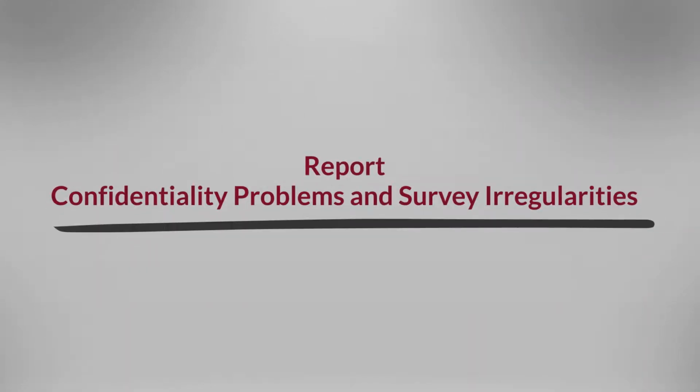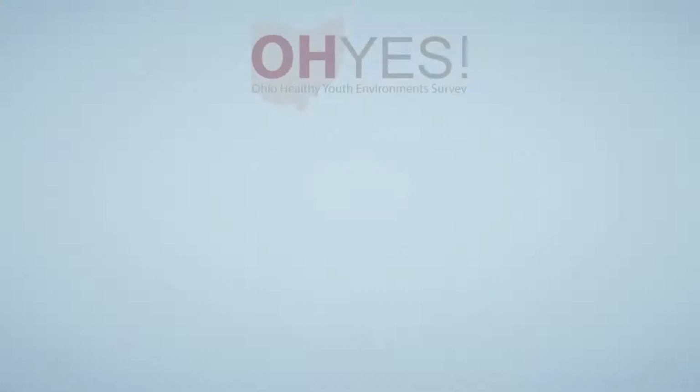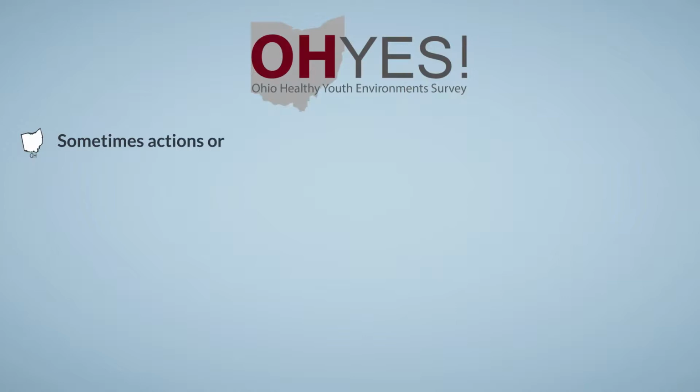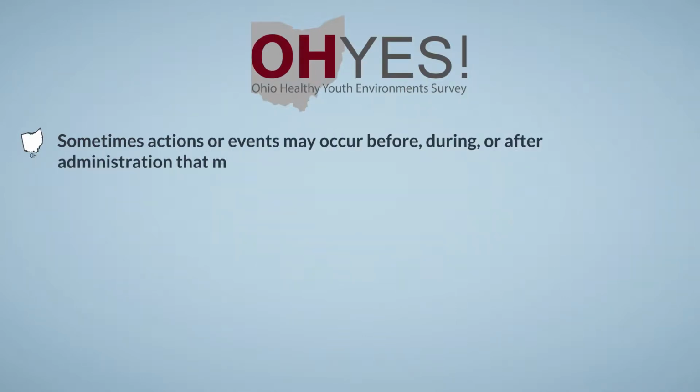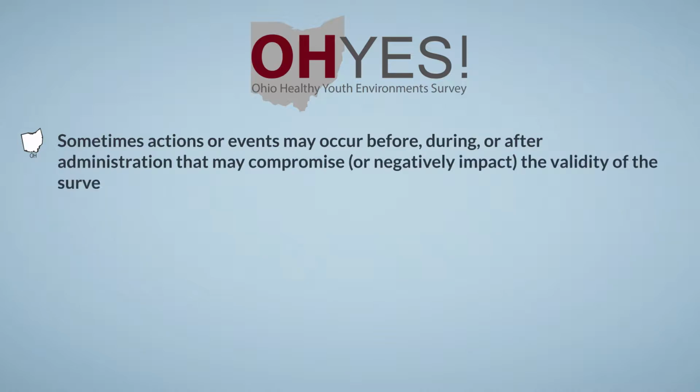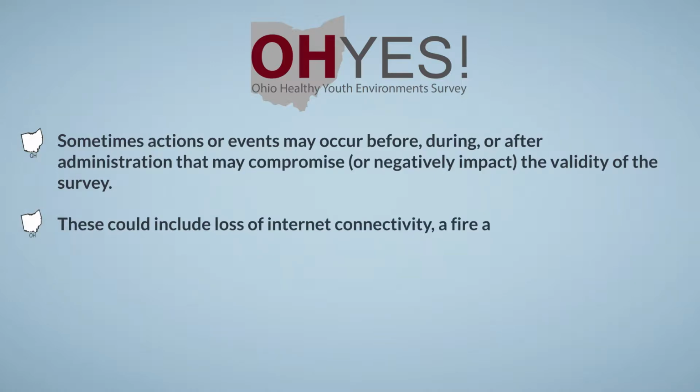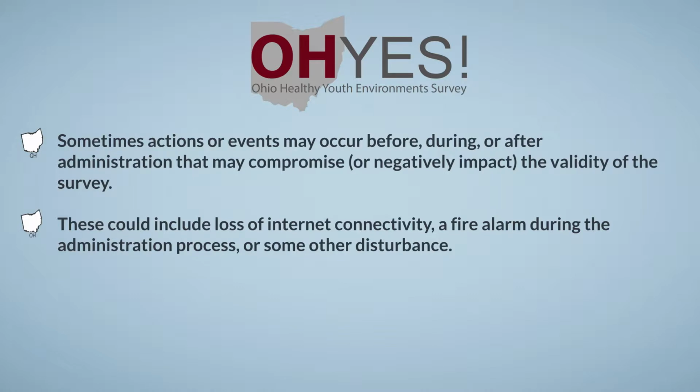Report confidentiality problems and survey irregularities. Sometimes actions or events may occur before, during, or after administration that may compromise or negatively impact the validity of the survey. These could include loss of internet connectivity, a fire alarm during the administration process, or some other disturbance.